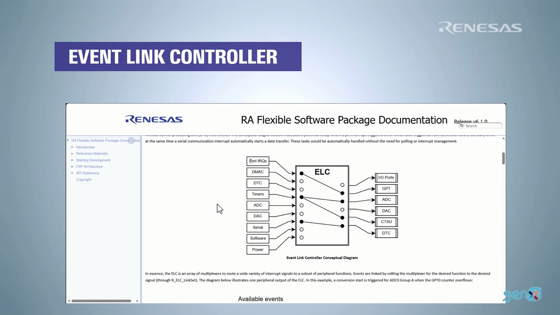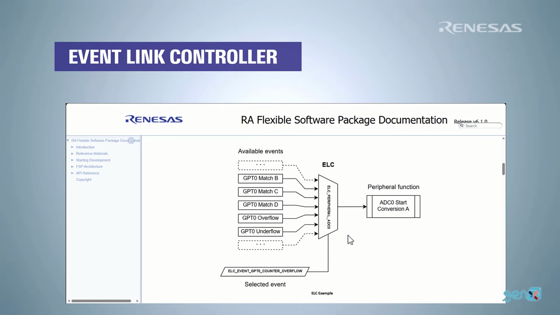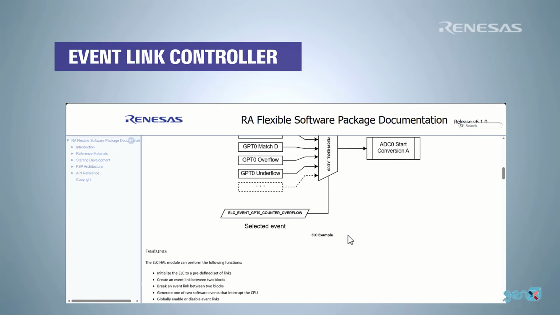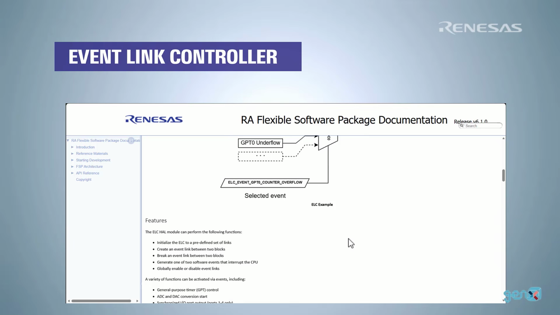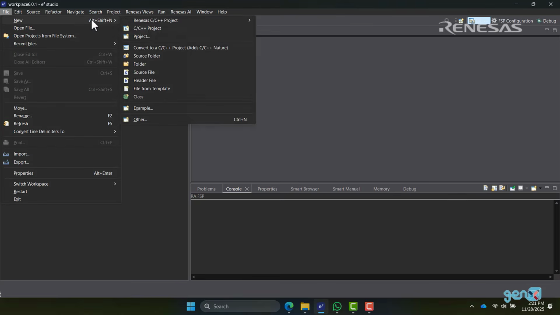In this video, I'll show you how to use the event link controller on the RA0E1 board. The event link controller is a hardware module in Renesas microcontrollers that allows peripherals to trigger each other automatically without CPU intervention. It helps offload tasks from the processor, enabling faster and more efficient real-time responses.